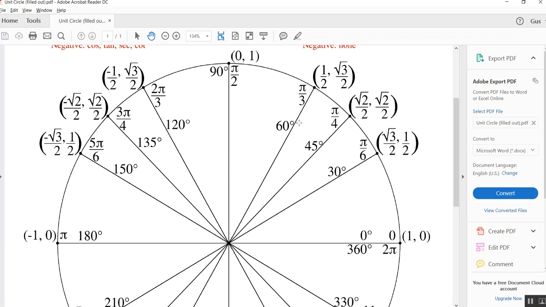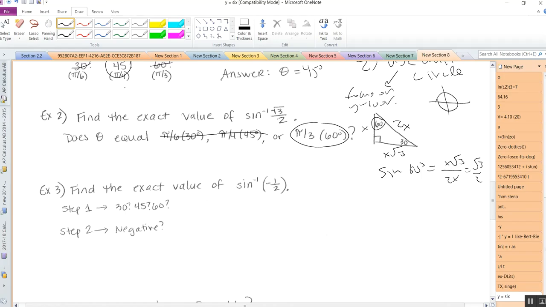Or look at the unit circle. Where is y root 3 over 2? Clearly, it's right here. Now, it's also right here as well, but we're not going to say 120. Remember, we restrict the domain from negative 90 to 90 degrees, or negative pi over 2 to pi over 2. So we're going to just say it's 60 degrees.